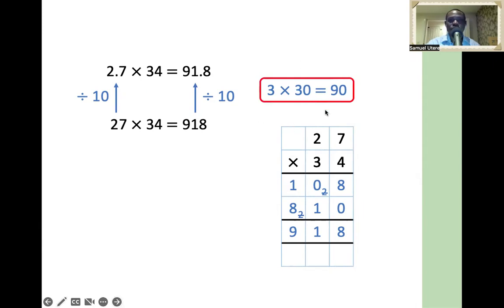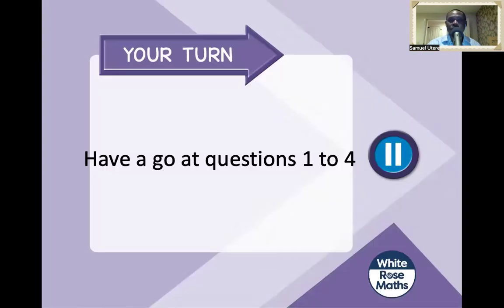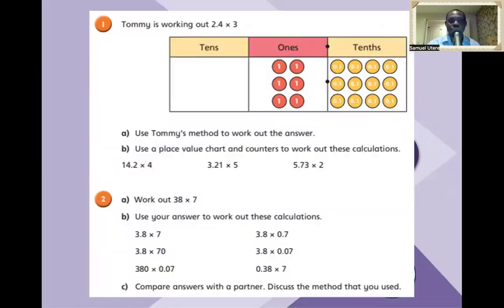Sometimes when you're given a calculation, it is helpful to do an estimation of the calculation before you do the actual calculation, so that you can use it to check whether you're close enough to the answer. Okay, it's now time for you to pause the video and answer question 1 and 2 in 4 minutes.